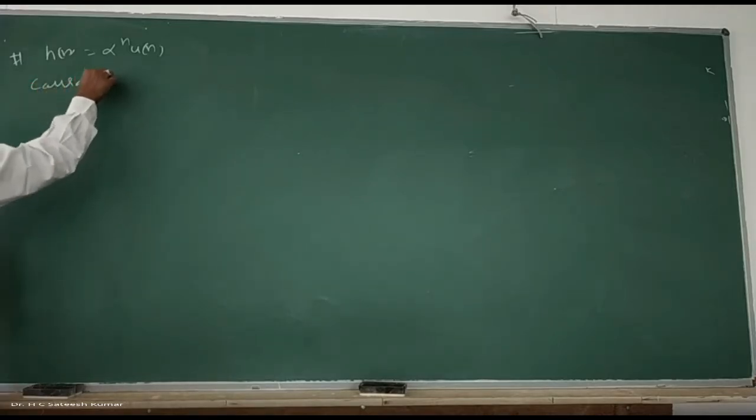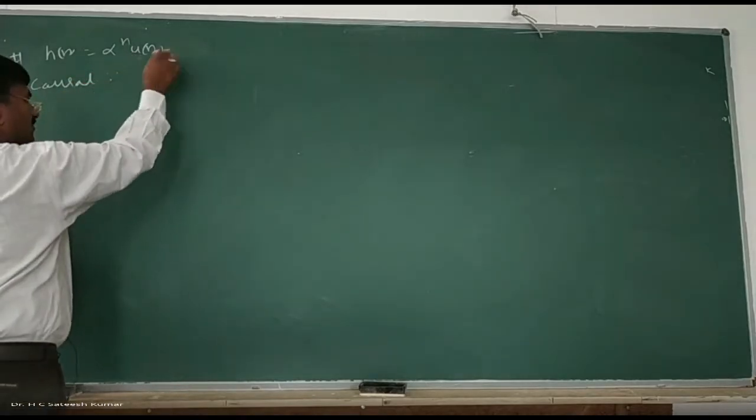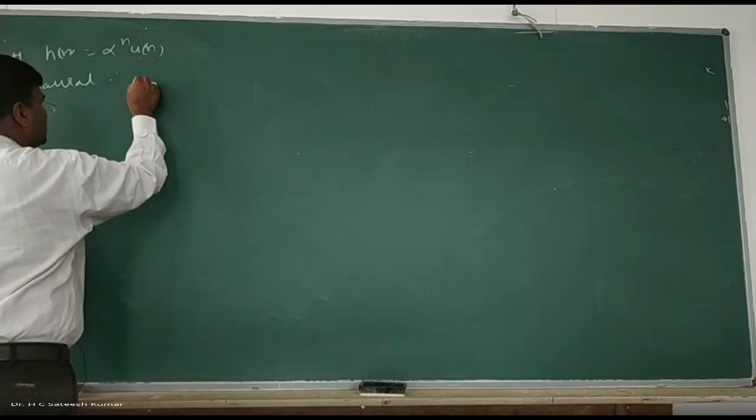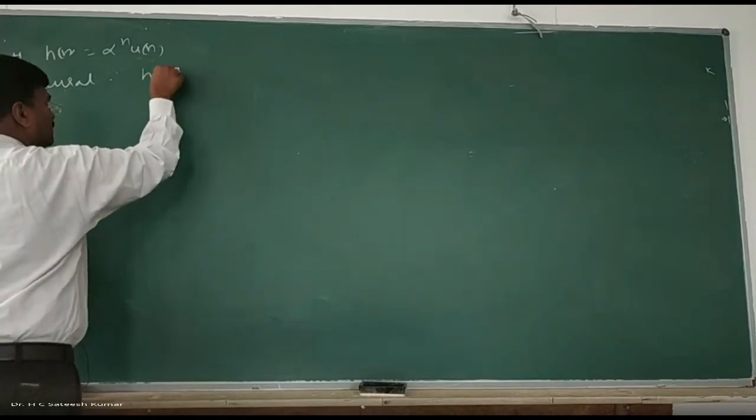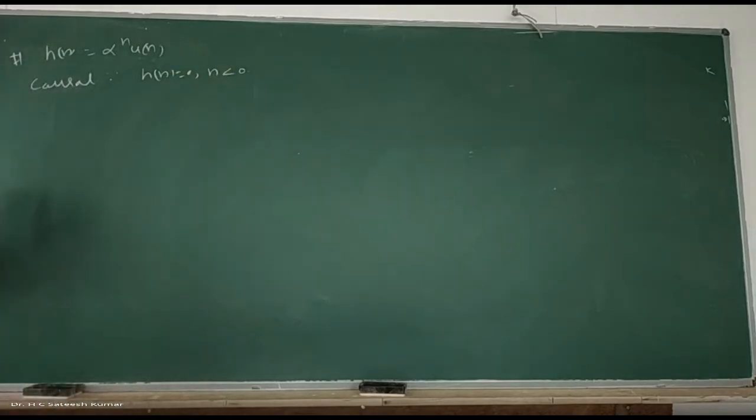Causal because it is multiplied by u of n. Therefore, the range is from 0 to infinity. Thus, h of n is equal to 0 for n less than 0. That is one part. 1 mark or 2 marks. 1 mark you will get. It's a 4 marks question in the exam.